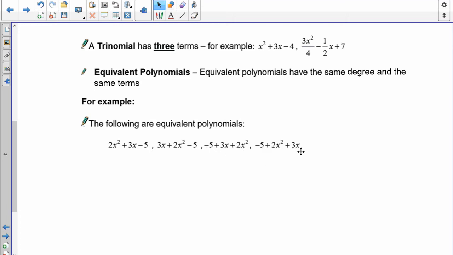Or I can do it this way. Notice that they're all the same terms. They're all the same degree. So this is what we call an equivalent polynomial. They're all trinomials.